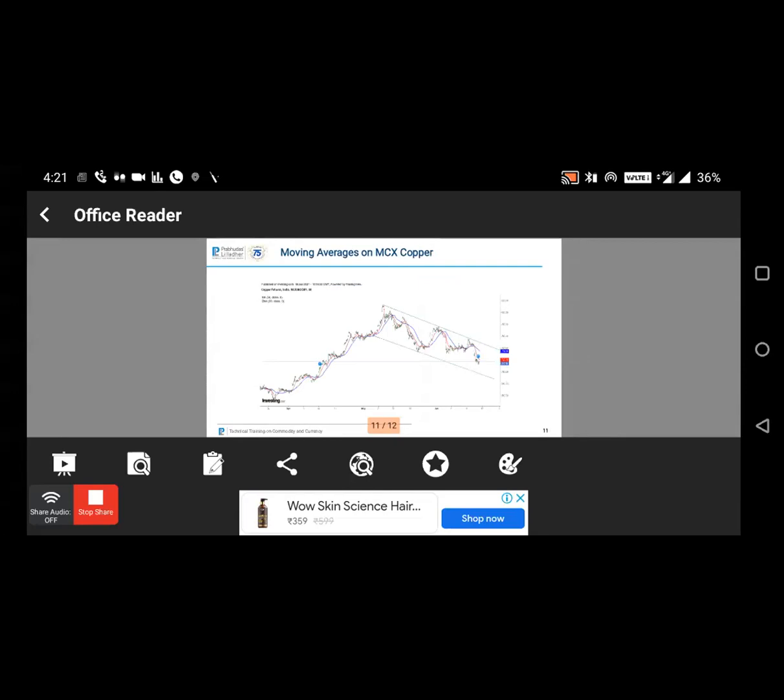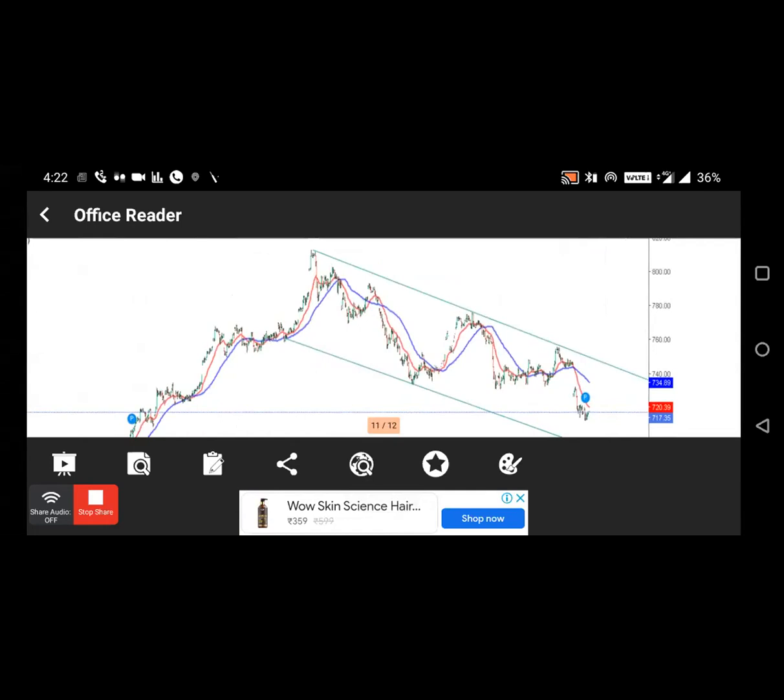This is the chart of copper, and if you see, I have drawn a falling channel. Along with that, I have placed moving averages. Now let me show you how this has worked. The red moving average is the 20 exponential moving average, and the blue moving average is the 50 SMA. Whenever the 20-day moving average has cut the 50-day moving average from above, the market has fallen and copper prices have fallen. And whenever the 20-day exponential moving average has crossed the 50-day simple moving average from below, the market has given a rise.